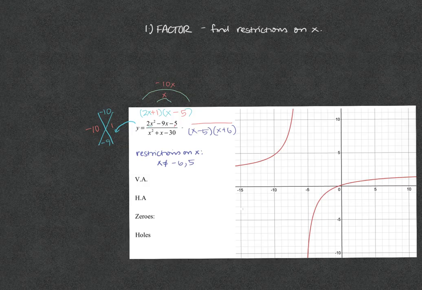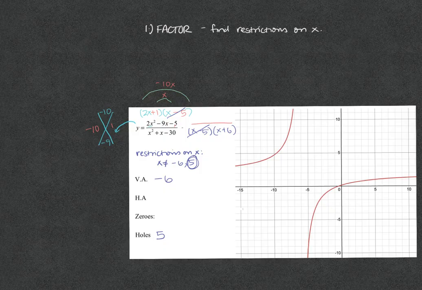The restrictions on x are from the denominator, and x can't be negative 6 or 5. But if you look at this problem, you can see that we're going to be able to cancel out the x minus 5s, which means 5 is a removable discontinuity. If it cancels out, it belongs in the holes section. But the one that we can't remove is negative 6. That's going to be our full-on asymptote. Now, the zeros come from the numerator.